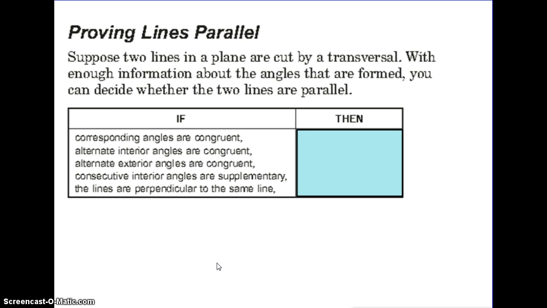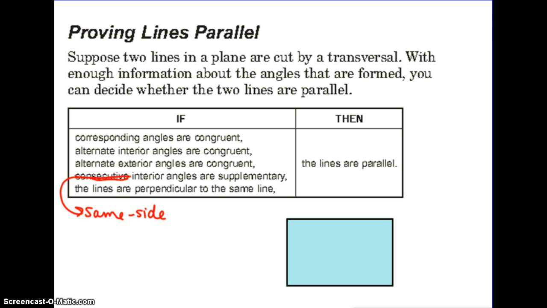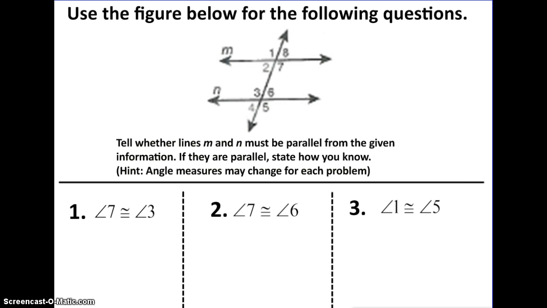Alright, so remember that when we're proving parallel lines, we have a couple of items here. If we have corresponding angles congruent, notice it's if-then, so we're having conditional statements here. If corresponding angles are congruent, or alternate interior angles, or alternate exterior angles, or consecutive interior, which we call same side interior, either would be acceptable. And also if the lines are perpendicular to the same line, then we know that the lines have to be parallel.